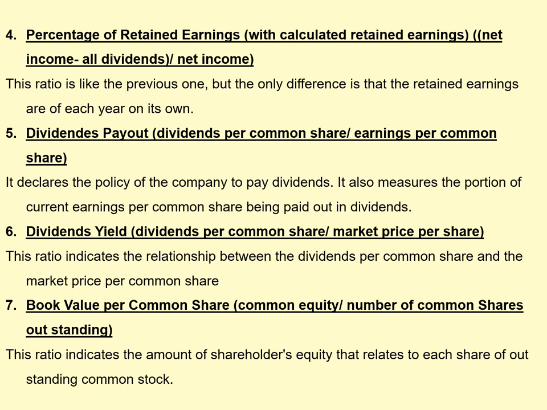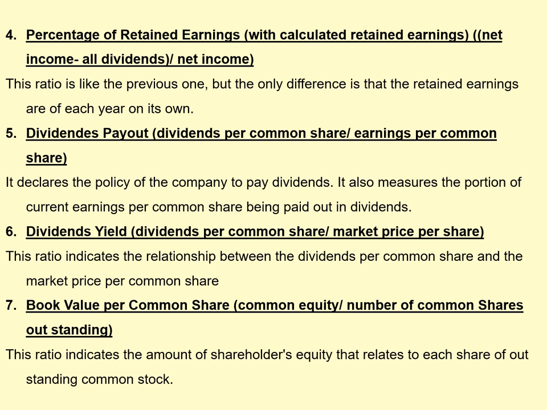For number five, dividends payout, which means dividends per common share divided by earnings per common share. And this part measures the portion of current earnings per common share being paid out as dividends. And then dividends yield, which indicates the relation between dividends per common share and the market price. And this is going to be dividends per common share divided by market price per share.